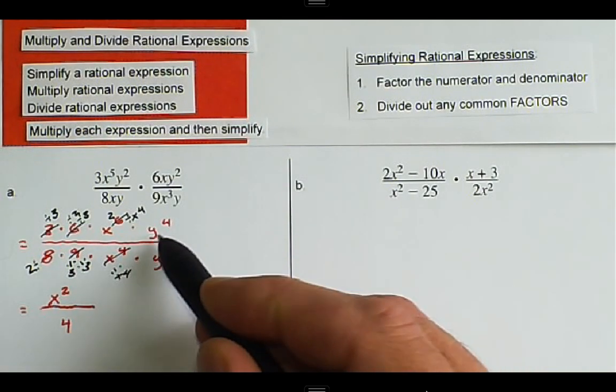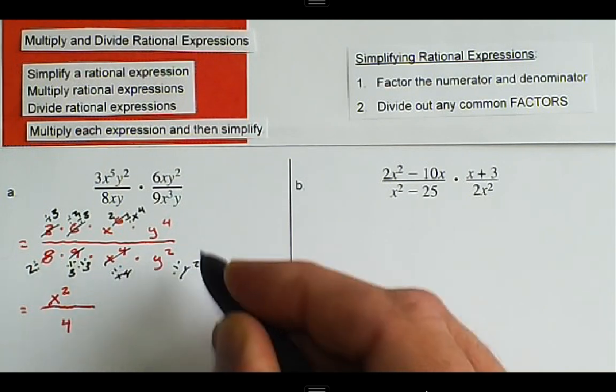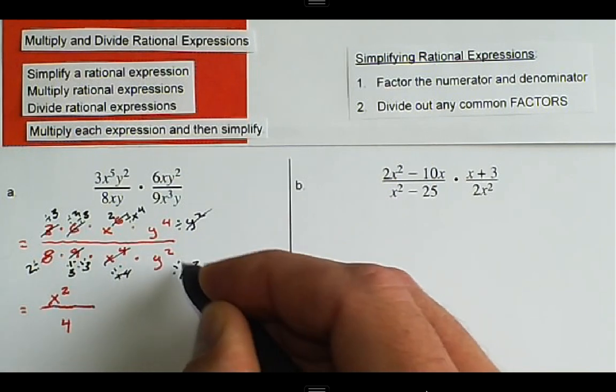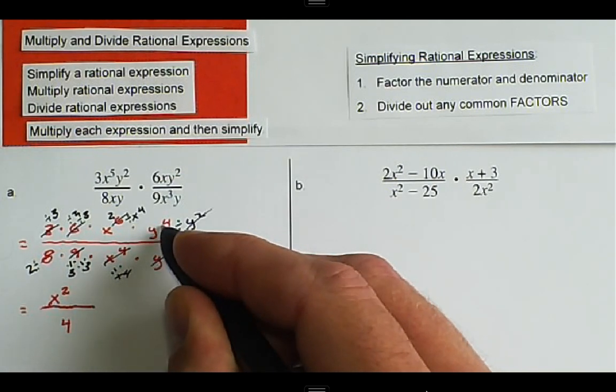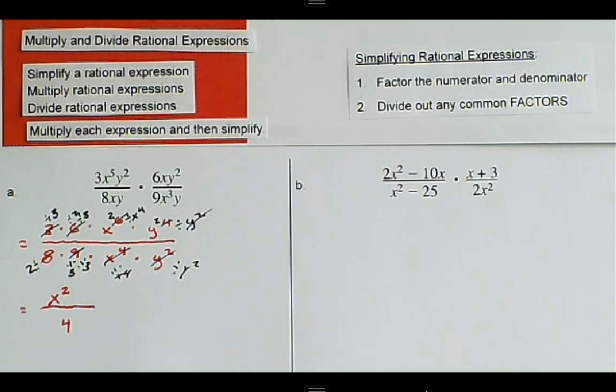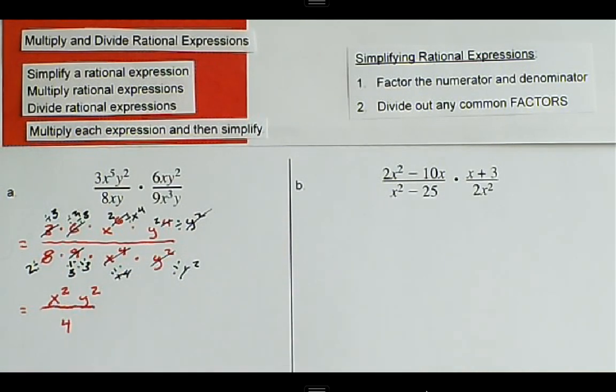And now we have a y to the 4th and a y squared, so I can divide a y squared out of the denominator, and I can divide a y squared out of the numerator. And what that's going to leave me with is just a y squared in the numerator. So that is in the simplest form.